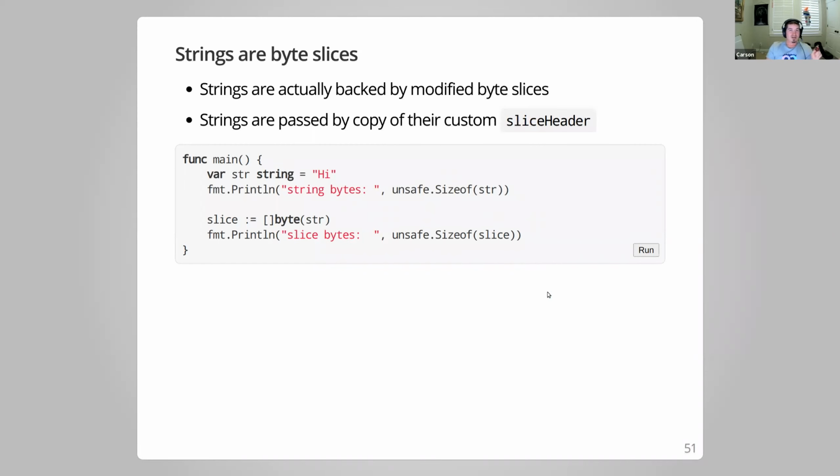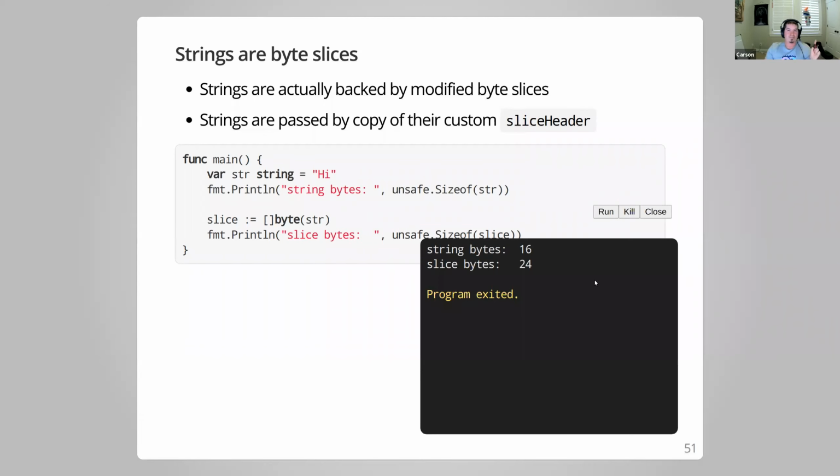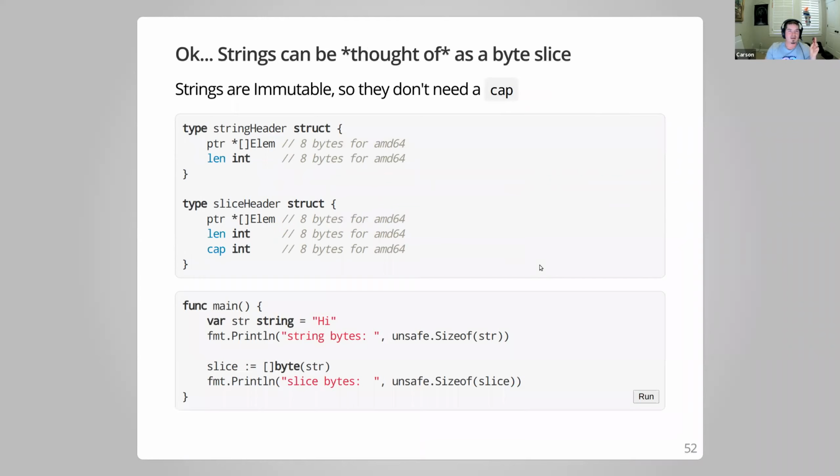So strings really are custom modified byte slices, and I think this is really interesting. If we create a string variable that has "hi" in it and we print out the size, and then we convert that string to a byte slice and print out its size, you're going to see that they're actually different, and I'll show you why on the next slide. Our string size is 16 and our byte slice size is 24.